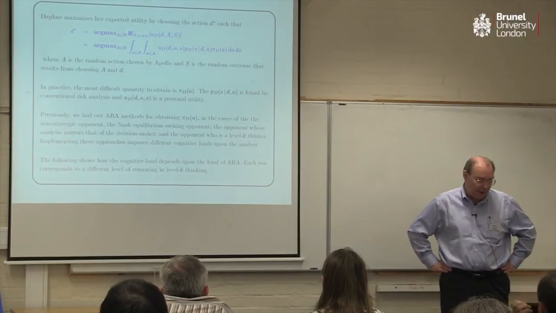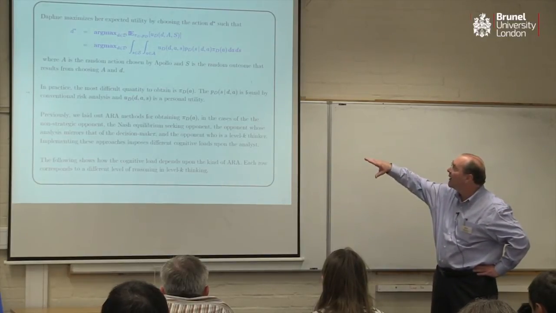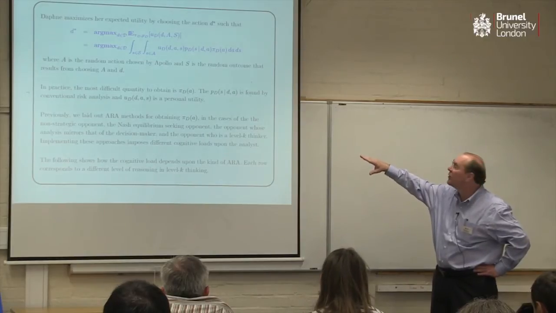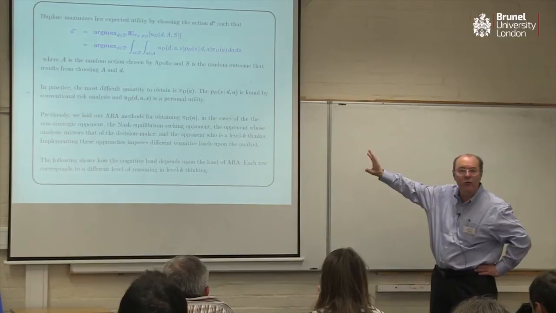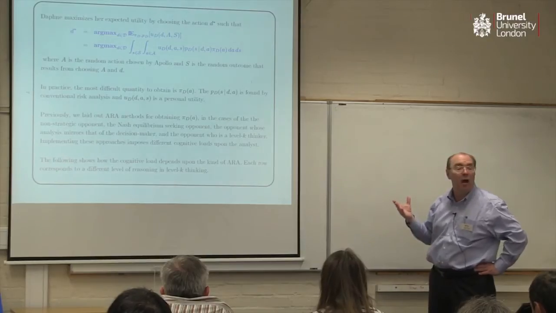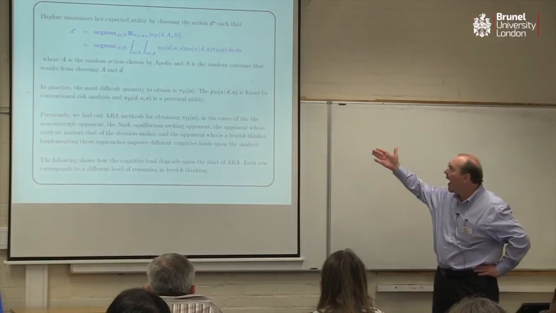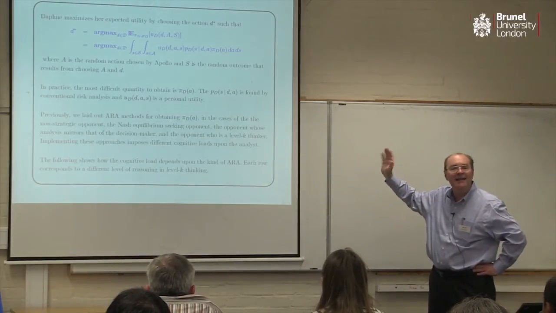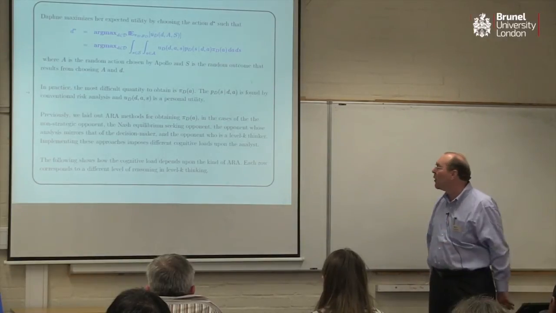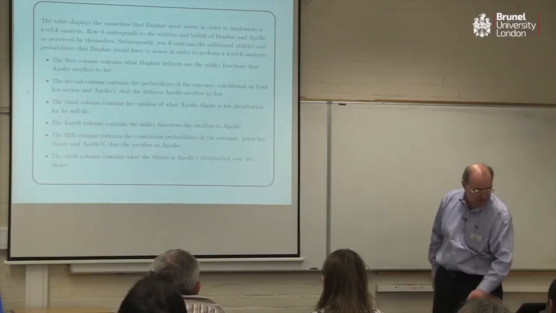Previously, we have not laid out ARA methods for obtaining pi sub D of A, but we will shortly. Some of the options that we have are somebody who is seeking a Nash equilibrium. We can have an opponent whose analysis mirrors that of a decision maker, which is very close to a Bayes-Nash equilibrium. We have an opponent who might be a level K thinker, and we might have a non-strategic opponent. So those would all be different models for the thinking of our opponent, and each of these is going to impose a different cognitive burden upon the decision analyst who is trying to model the opponent. And so we are going to show how that cognitive load depends on the different situations that one has.